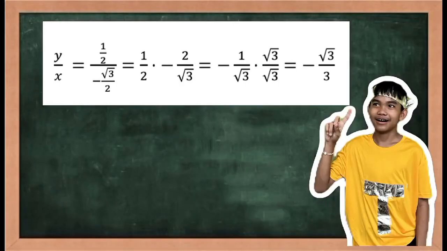For tangent, y over x equals 1/2 over negative square root of 3 over 2, equals 1/2 multiplied by negative 2 over square root of 3, equals negative 1 over square root of 3 times square root of 3 over square root of 3, equals negative square root of 3 over 3. Wow, nice! But what if we dig deeper?